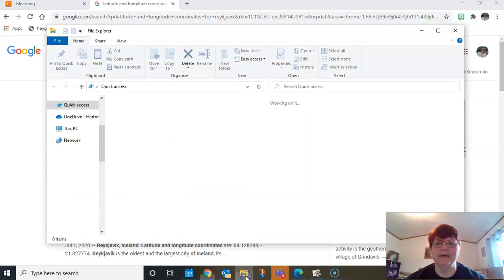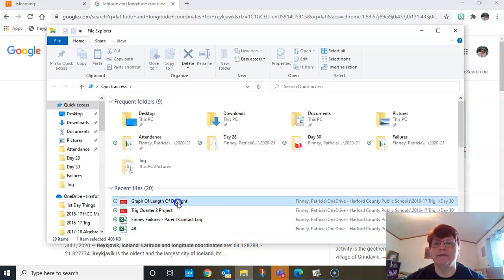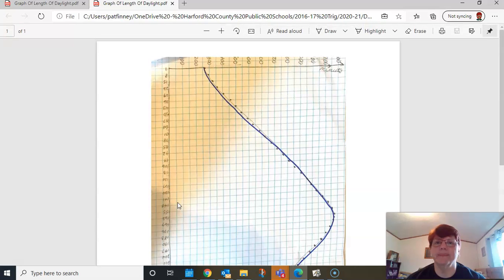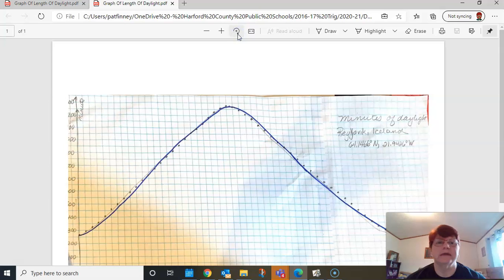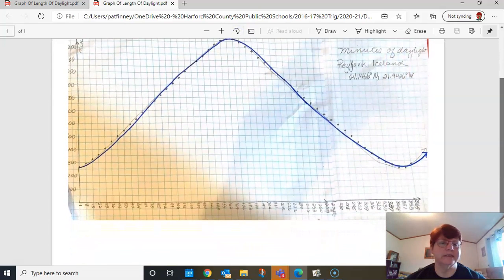So once I had that done, I made my graph. This was my graph. I had to tape 2 sheets of graph paper together to get all 365 days on there. I went from 0 to 1300 minutes because my longest day of daylight was on the 169th day of the year, and I had 1267 minutes. So right there is my max.